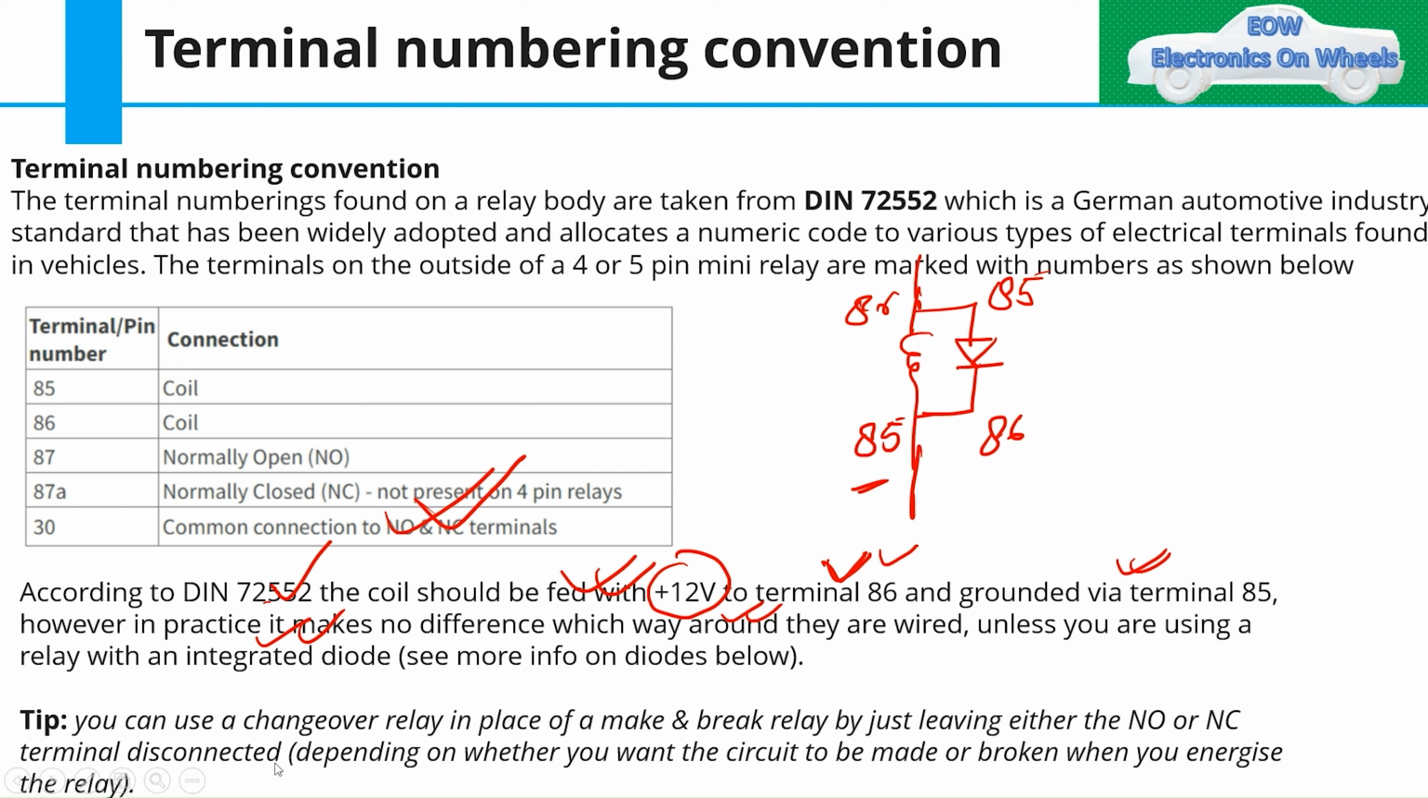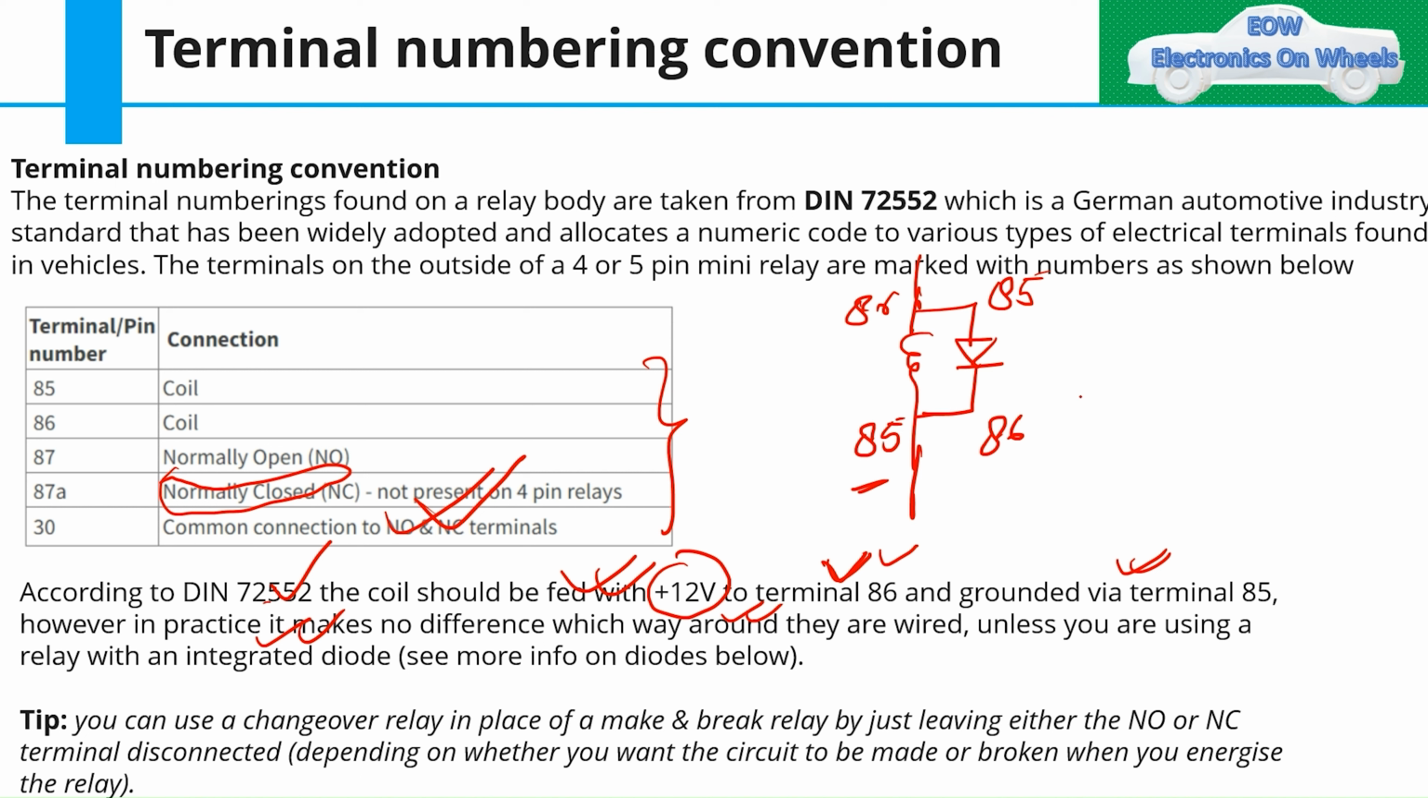In this case, you can use the changeover relay in place of a make and break relay by just leaving either the NO or NC terminal disconnected. So what does it mean? Suppose we have the 5 pin relay, right? If you are not using this particular contact, then it becomes a 4 pin relay.